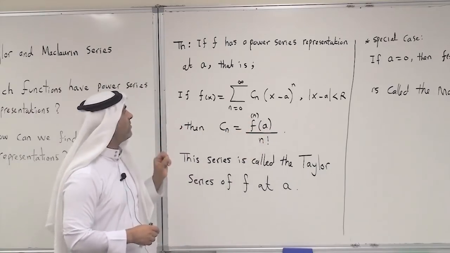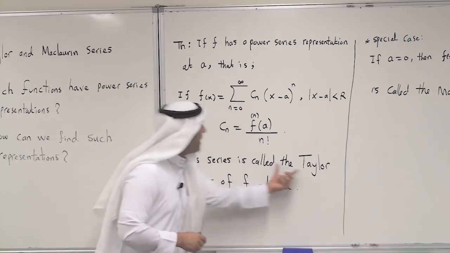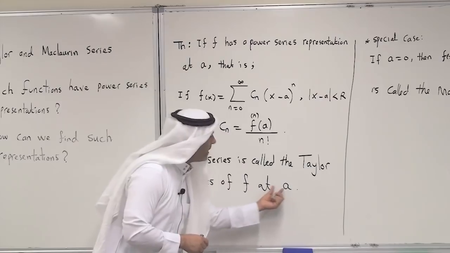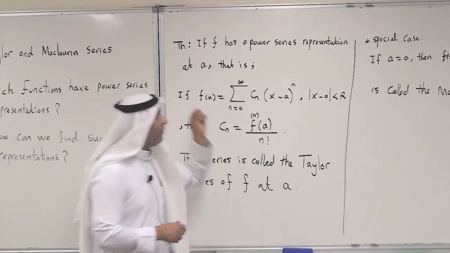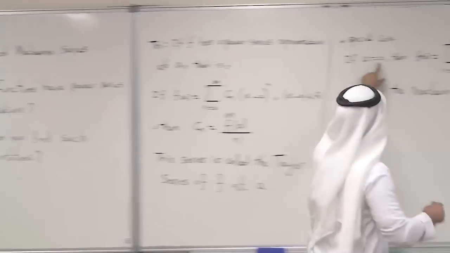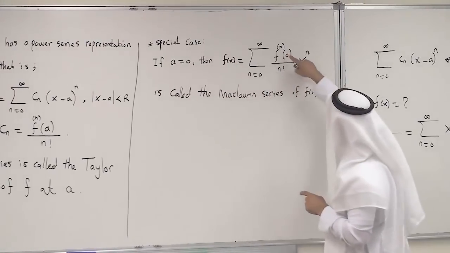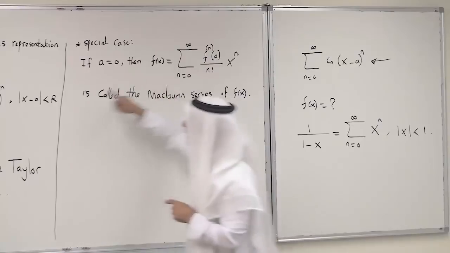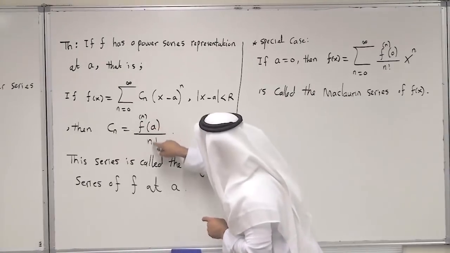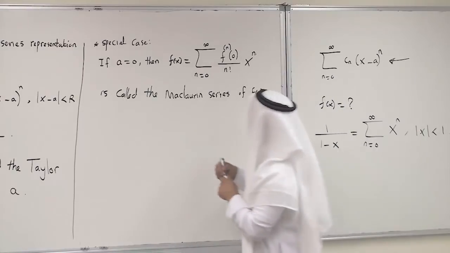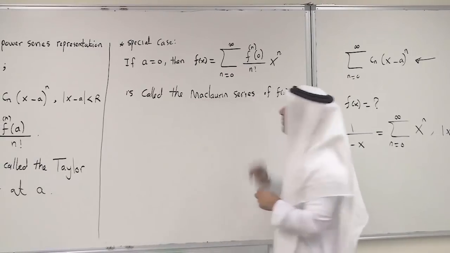Now, a special case of this series is called the Taylor series of the function f of x, centered at a or about a. If you specify a to be 0, you will have the special case, which is f to the n of 0 over n factorial, multiplied by x to the n, and this is called the Maclaurin series of the function f of x.